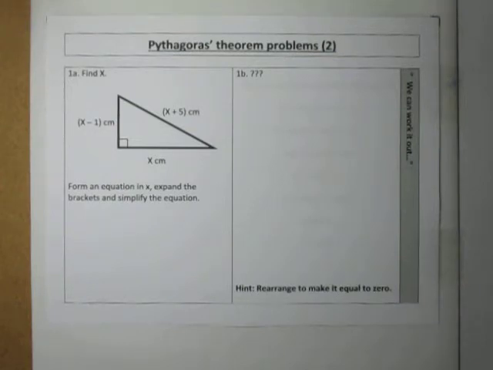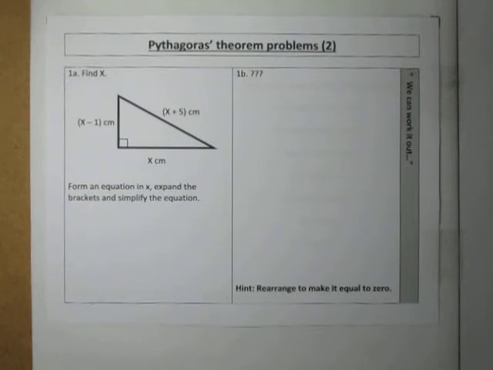Now, I'm not going to revise Pythagoras' theorem here, how to find the hypotenuse or one of the shorter sides. This is a lesson just looking at a very particular type of problem that often occurs with Pythagoras' theorem. And this is where we're looking to form and solve an equation that arises from a right angle triangle.